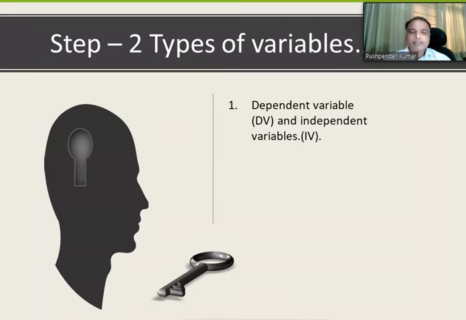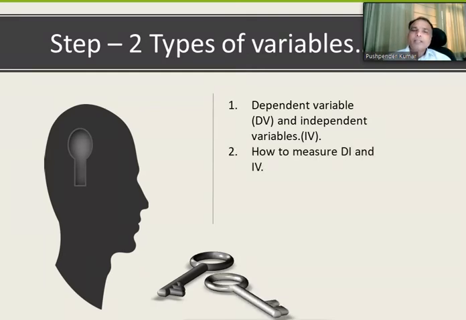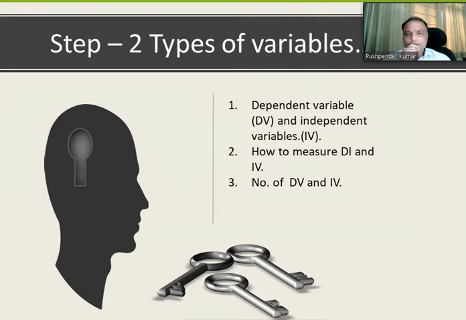So you need to describe it that it would be a dependent variable. How to measure dependent and independent variable? So for the dependent variable, we use scale data, and for the independent you use nominal or ordinal, right? So third, very important, as I mentioned, how many dependent variables and how many independent variables you are using.